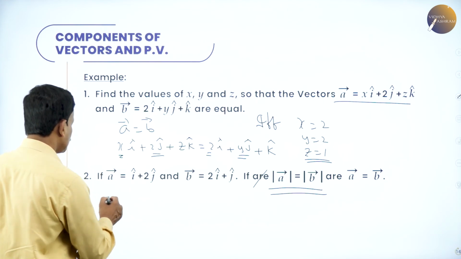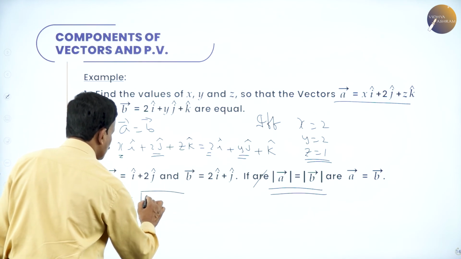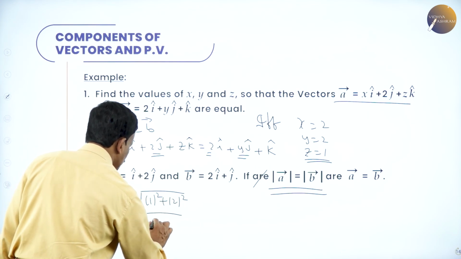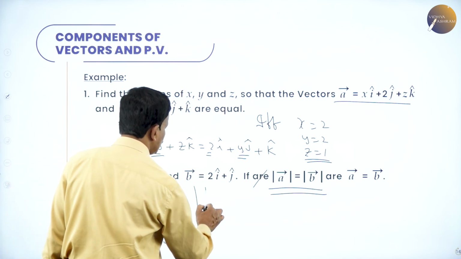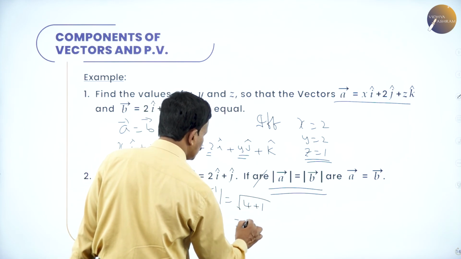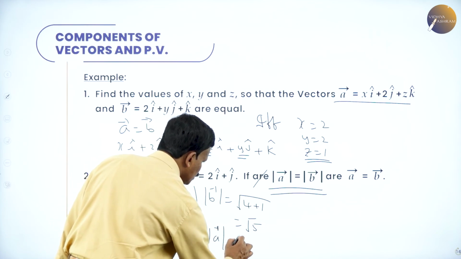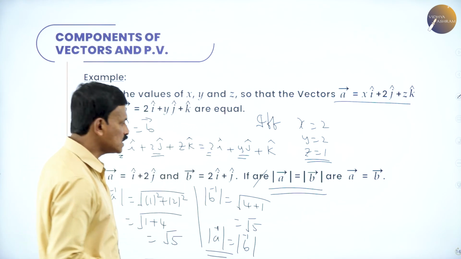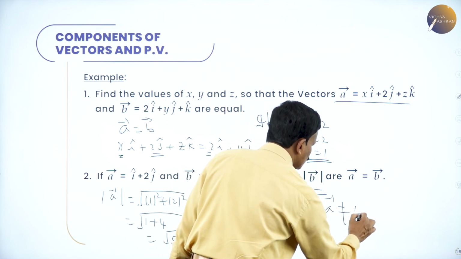Let us check what is the length of A. Length of A is equal to root of 1 square plus 2 square, that is root of 1 plus 4, which is root 5. Similarly, length of B is equal to root of 2 square, that is 4, plus 1, which is root 5. So the length of A is equal to the length of B. The lengths are equal, but vector A is not equal to vector B.